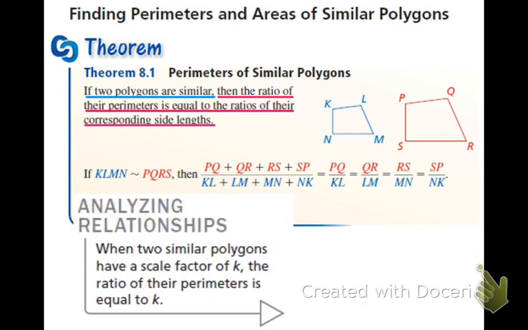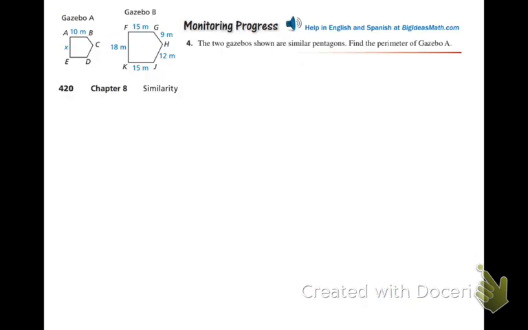So we are going to do this problem first. The two gazebos shown are similar pentagons. Find the perimeter of gazebo A. Does everyone know what a gazebo is?